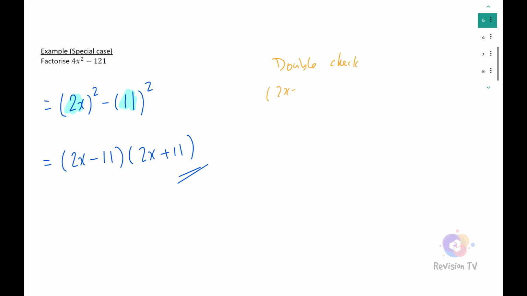So 2x minus 11, 2x plus 11. So 2x times 2x, 4x squared. 2x times 11 is plus 22x. Minus 11 times 2, minus 22x. Minus 11 times plus 11, minus 121. So plus 22x minus 22x cancel out. So same as a question, 4x squared minus 121.